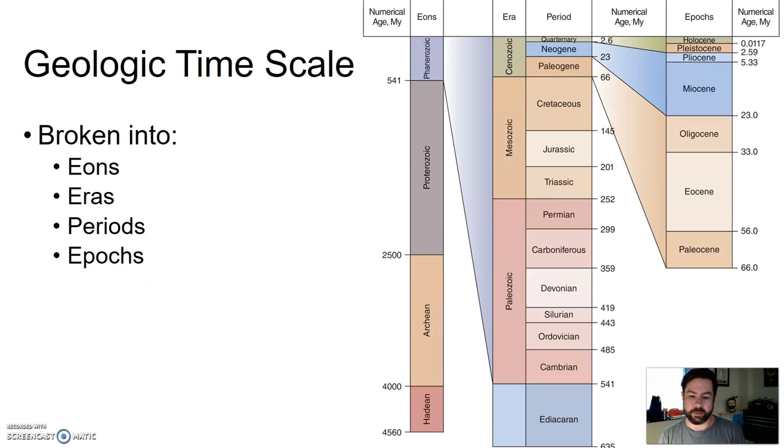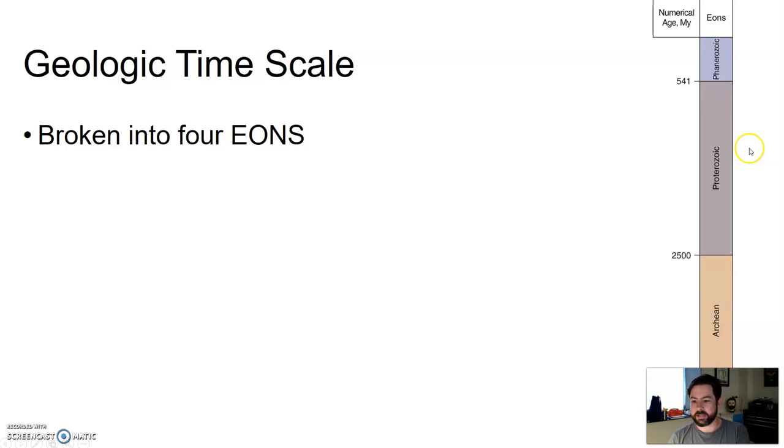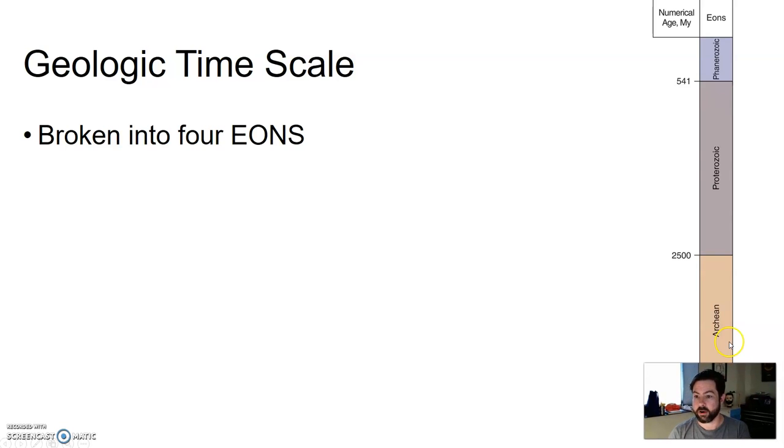So when we talk about geologic time, we're talking about all of Earth's history broken down into sections. Geologic time is broken into eons, eras, periods, and epochs. So let's kind of talk about each of those. Broken down into eons, all of Earth's history can be broken down into the Hadean, Archean, Proterozoic, and Phanerozoic.